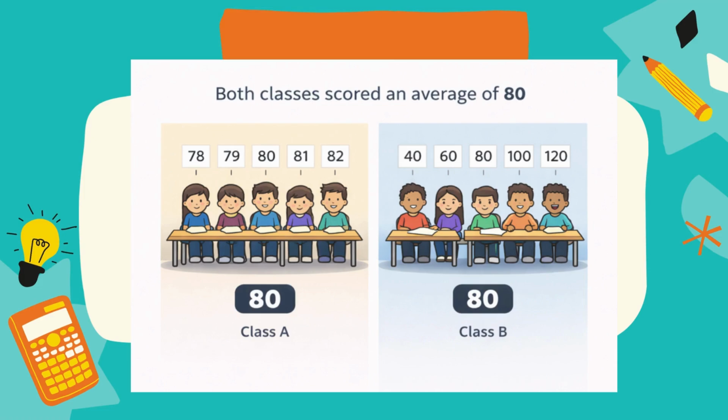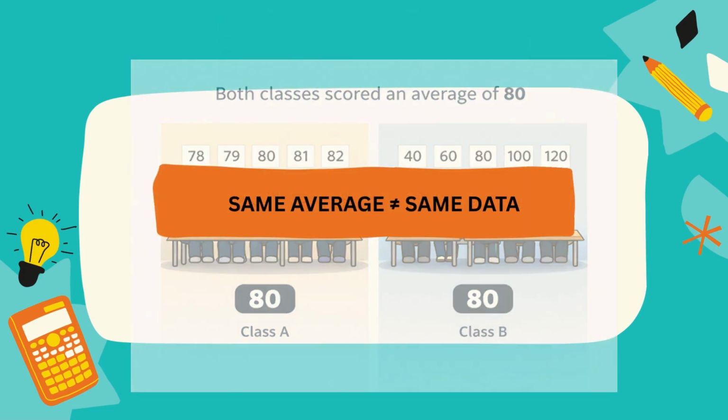Imagine two classes where the average score is exactly the same. Would you expect their performance to be identical? Let's look closer. In class A, most students performed similarly, but in class B, performance varies dramatically. Same average doesn't mean same data.